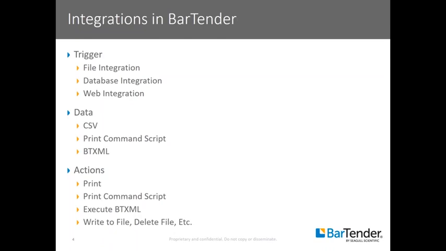So we'll see how all this comes together in the live demonstration portion of today's session, but it is really important just to understand those 3 main components of designing an integration. Also incredibly important is to understand that a lot of these are interchangeable. So for example, you can have a web integration that passes print command script data, and the actions are to print the label and then write the data to a file. And that can be interchanged with really any kind of data or any kind of actions.